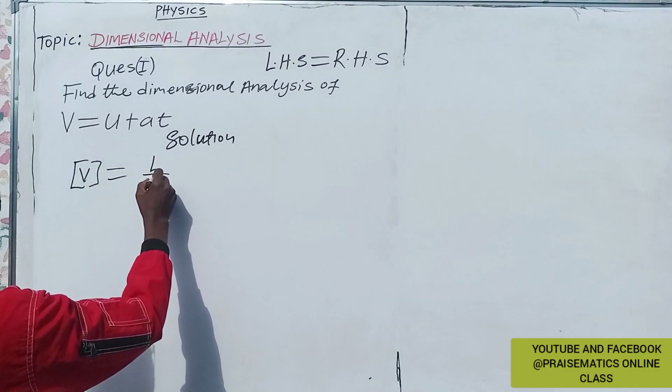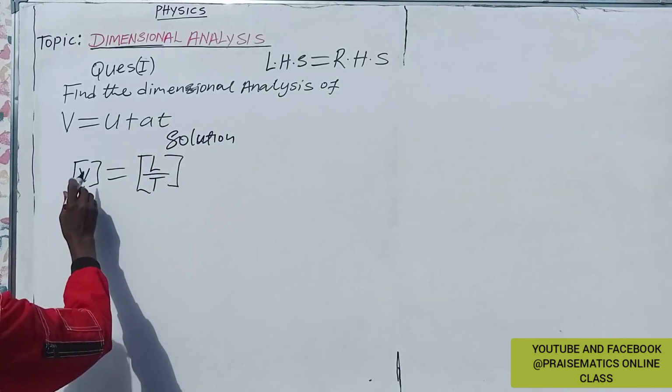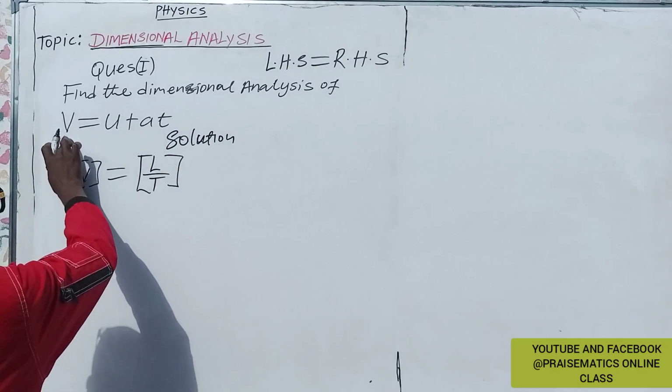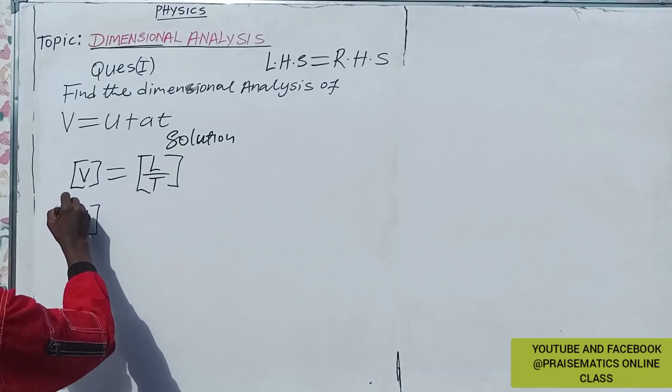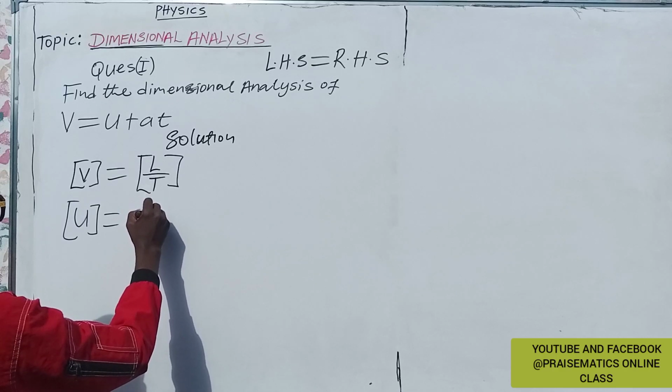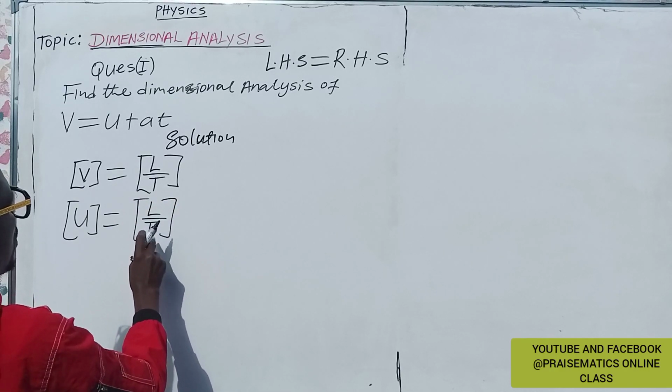Here we have velocity, and we know that the dimension of velocity is L over T. Now that is the final velocity, V. U is also initial velocity, which is the same thing, L over T. So this is the same dimension.